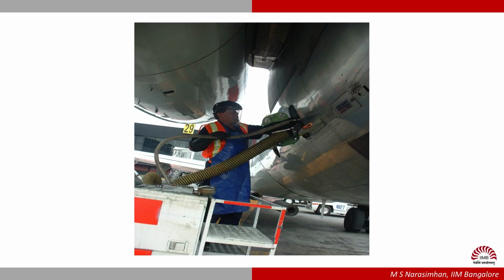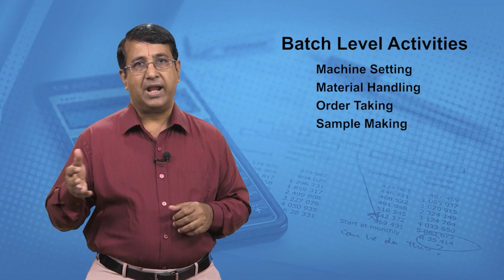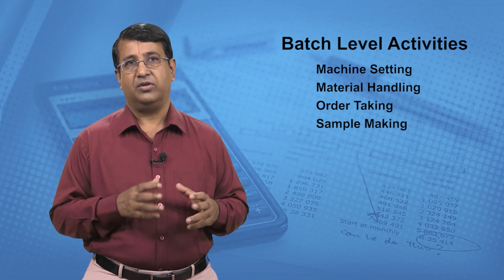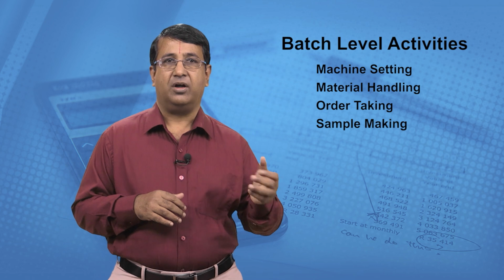An airline performs certain maintenance activities before each flight takeoff, irrespective of the number of passengers or distance to travel. A publisher has to compose a book before printing. The composing activity is not related to the number of copies of the book. The batch level activities will be relatively few in the service organization. These activities are in the nature of a mixed cost.